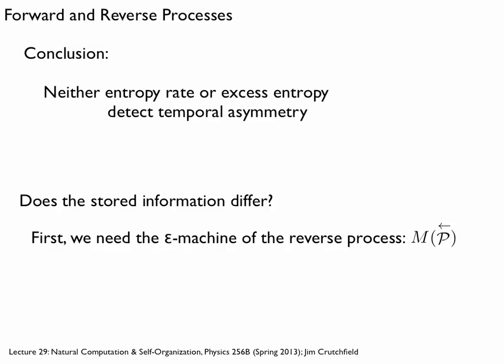So now, does the stored information differ? To answer this question, the stored information, the information we need to store from the past to do optimal prediction at rate h mu, to talk about that possibly changing, we need to talk about the epsilon machine of the reverse process.